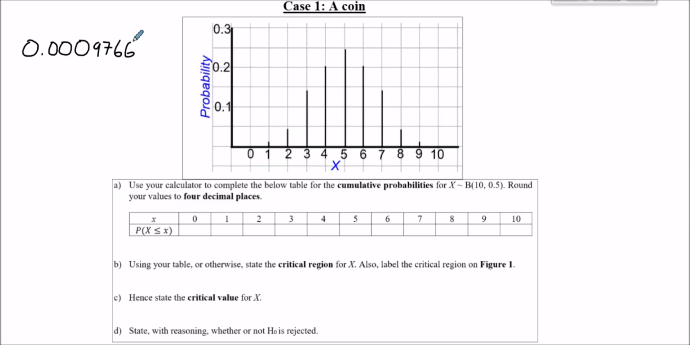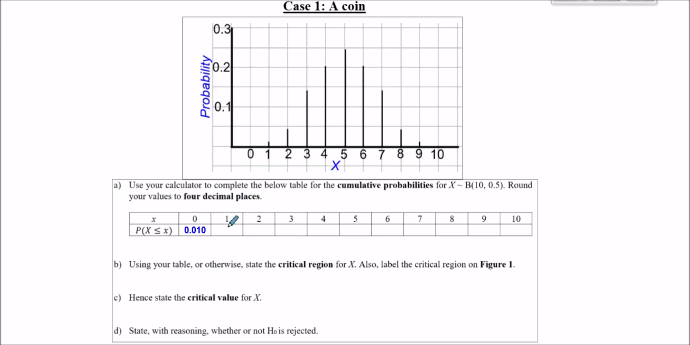So we want to round it to 4 decimal places. So this 9 here is going to round up to 10. So we get 0.0010. So this first answer here, the probability that we achieve up to and including 0 heads is very low. It is 0.0010.